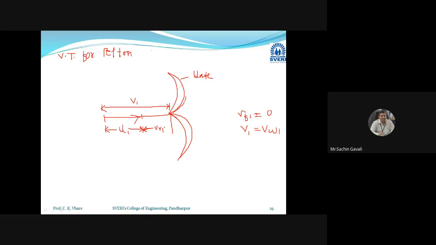VR1 is the relative velocity, the difference between inlet velocity V1 and the blade velocity U1. So this inlet velocity triangle will act as a line diagram for a Pelton turbine. Everybody understand this? Yes, sir. Understood. Okay. Others please reply.